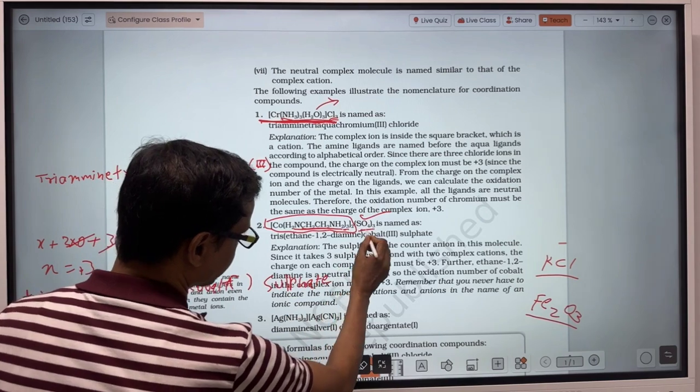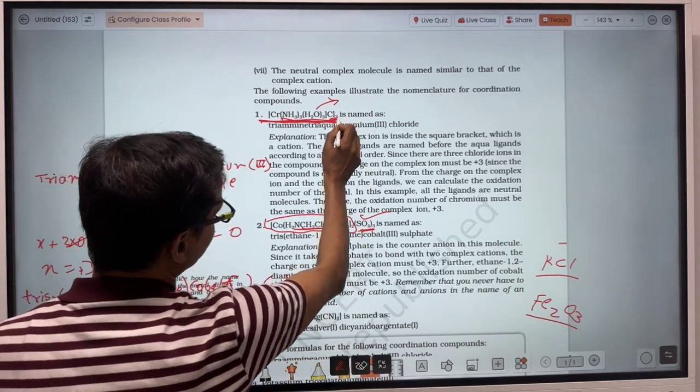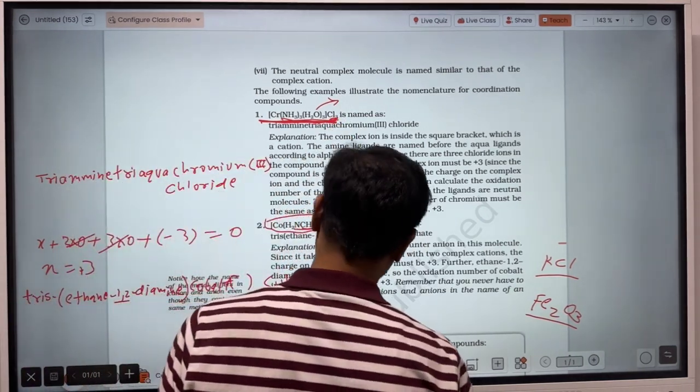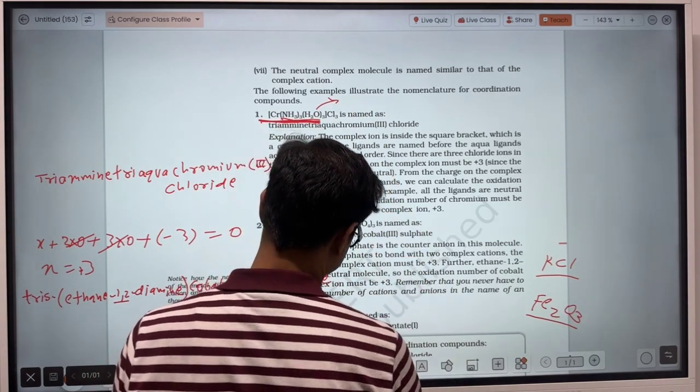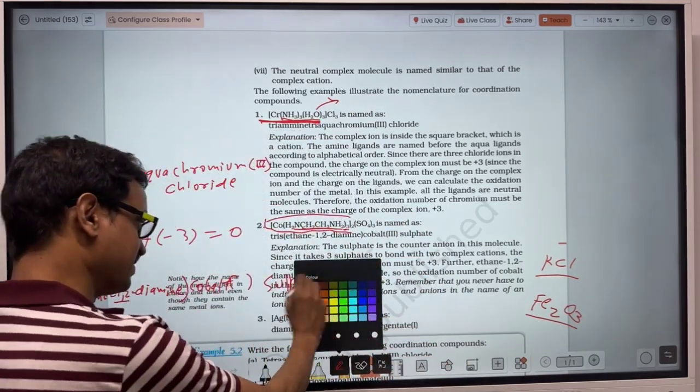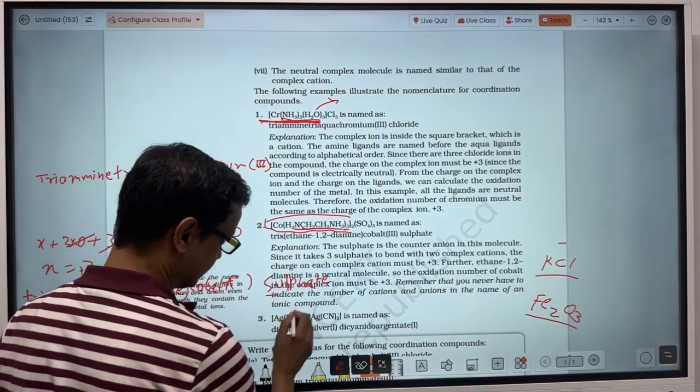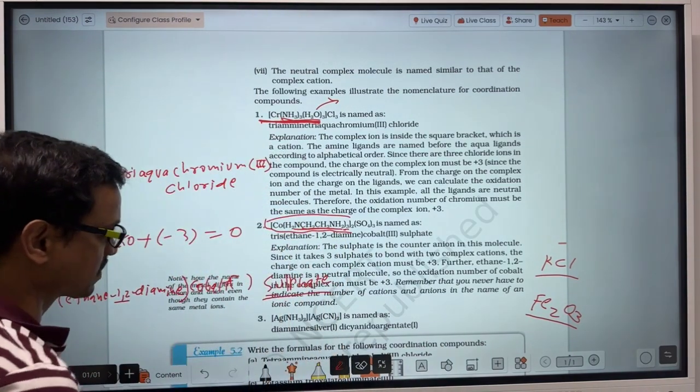How much counter ion is there? This one which is outside the bracket is called the counter ion. How much counter ion is there, you will not have to write. Simply write sulfate. Okay, now watch out for the oxidation number.